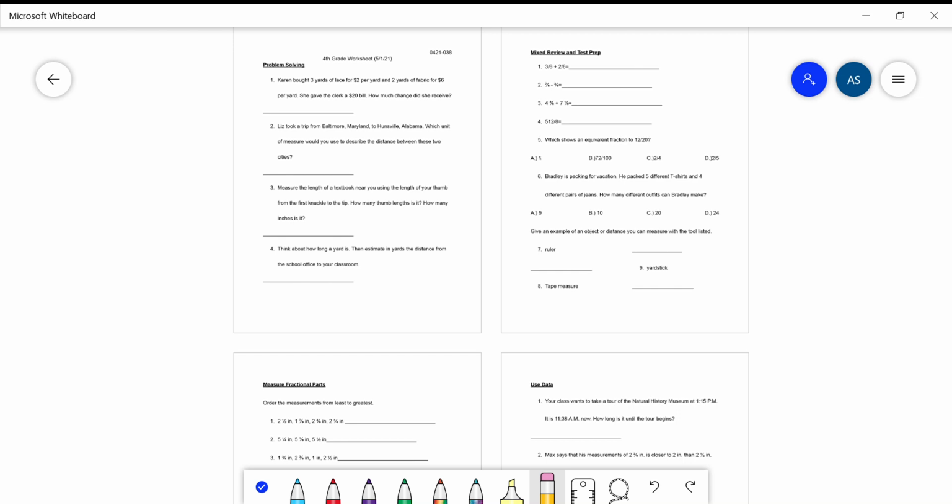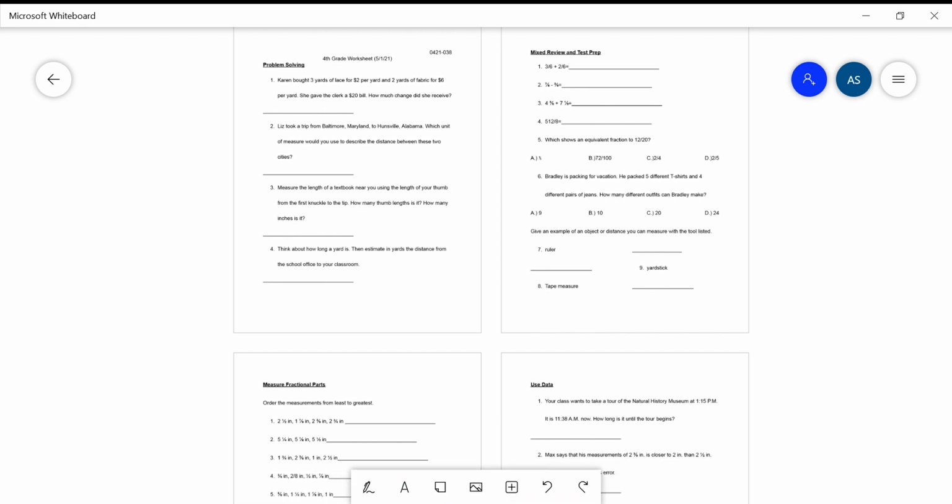Hey guys, for today we're going to be working on the 4th grade worksheet for week 38. Okay, so our first page we have problem solving. Our next one will be mixed review and test prep, which I hope you guys will be able to do on your own because they're all review pages. And our third page is measure fractional parts, and our fourth page will be use data.